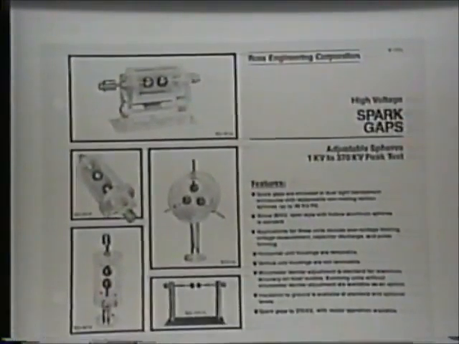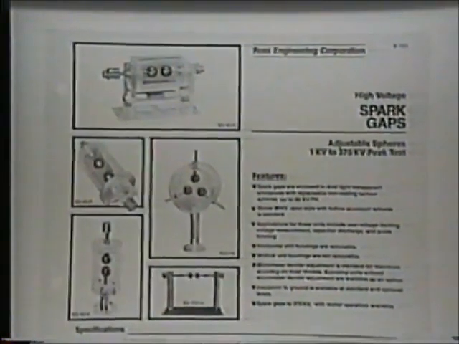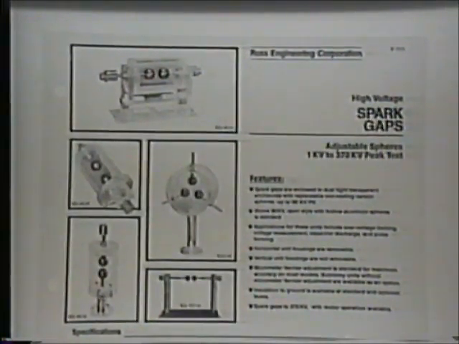Okay, I'll show you some other kinds of spark gaps. These are commercially available, and the ones that you're seeing in the illustration there go to about 370,000 volts. And of course, they make them for much higher voltage. If you had a ruler on there, the top one is probably about 6 inches long from one end to the other.